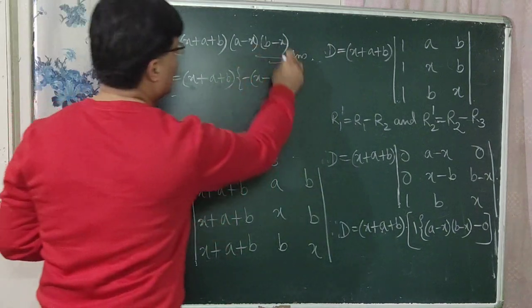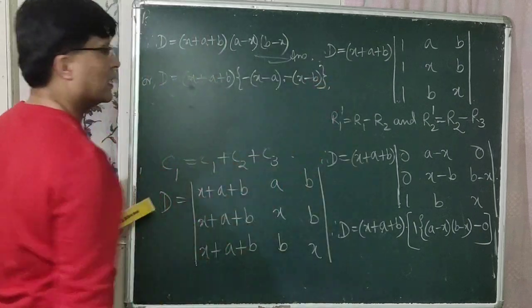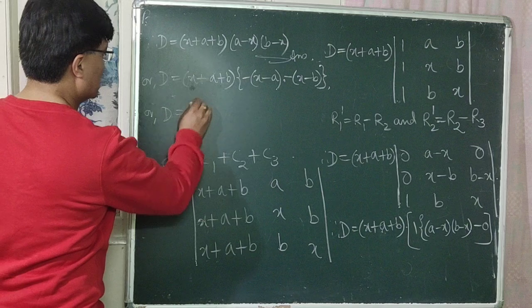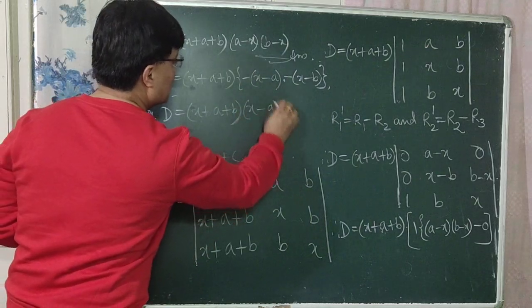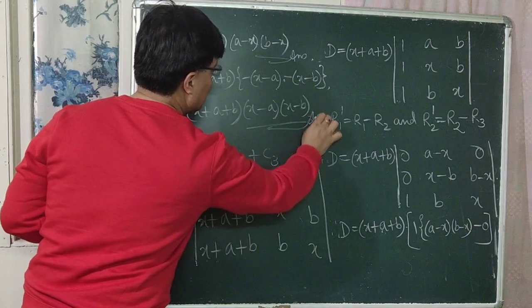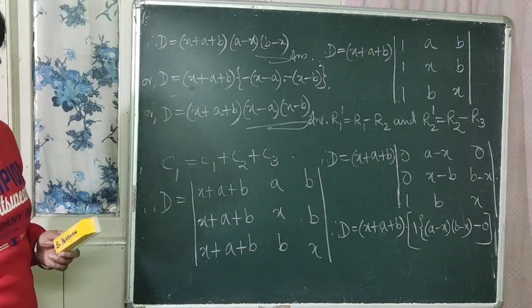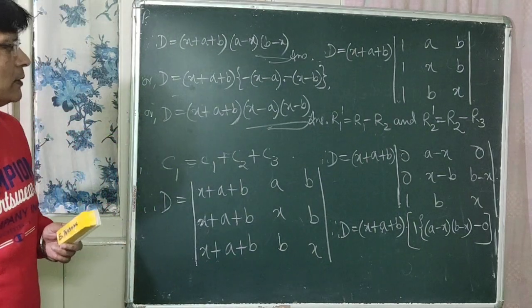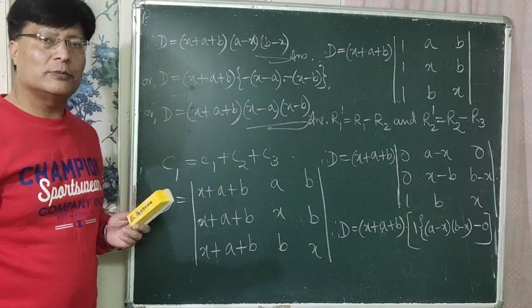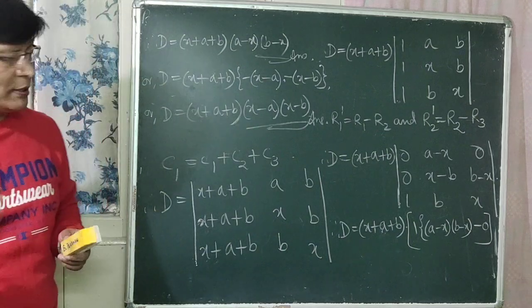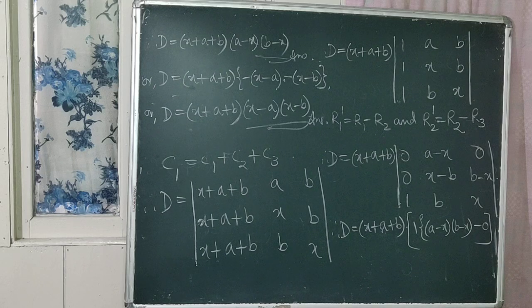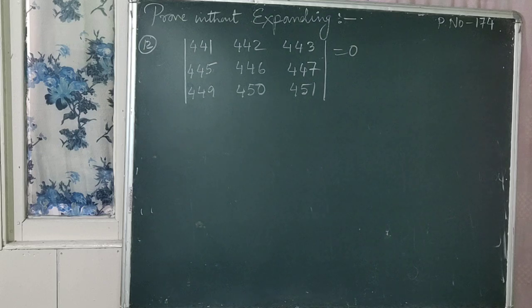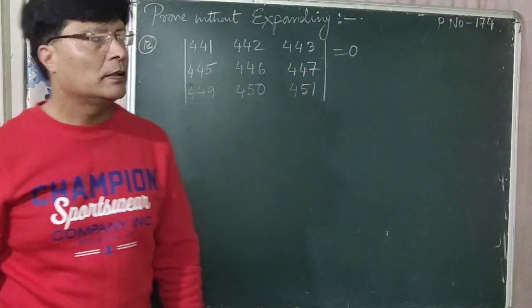Therefore, D is equal to, within bracket, x plus a plus b. Then you have to write a minus x into b minus x. And this 0, you don't have to write that 0. Okay? The answer is like that. Or you may write this answer as x minus a, x minus b by taking minus common. Or D is equal to x plus a plus b into, minus common here, x minus a into, again here minus is taken common, x minus b, second bracket is closed. Or D is equal to x plus a plus b, right? So minus into minus is plus, then again it is x minus a into x minus b.